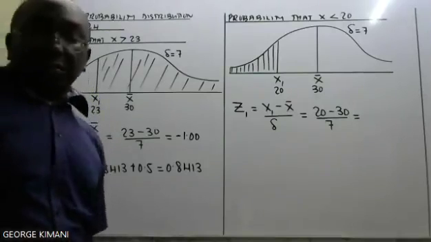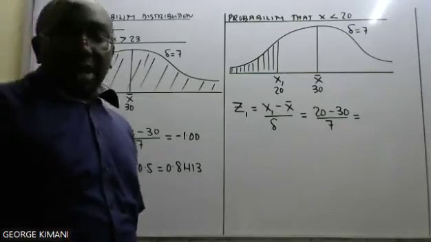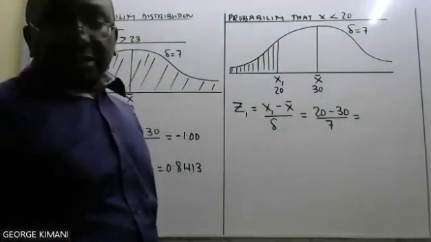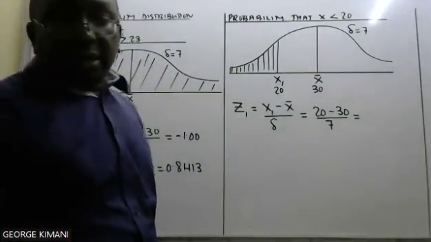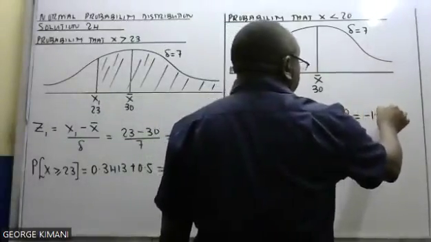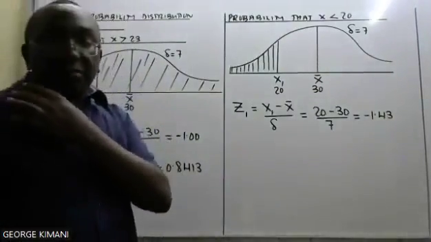Yes, I can see Mercy has responded. I think I will be responding when I have a minimum of 3 people. Yes, I can see Cohen. Good. So minus 1.43. Yeah, I will be responding when I have a minimum of 3.